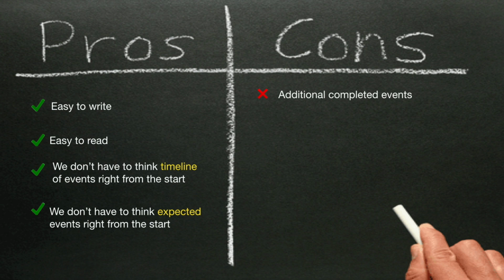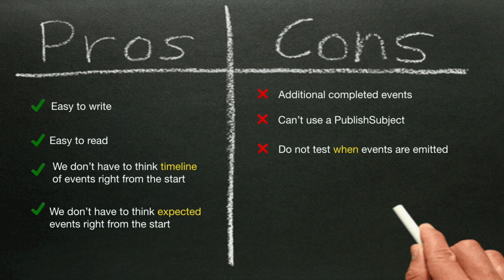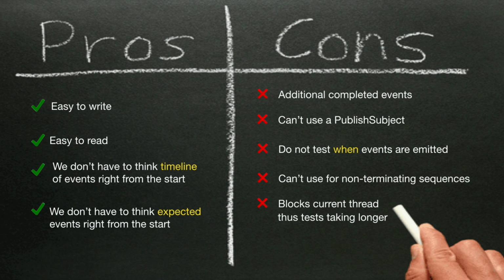But we have additional completed events which do not correspond to the real case scenario. And we can't use a public subject, so this is a limitation we have with RxBlocking. And we do not test when the events are emitted, once again, we test only which events are emitted. We cannot use RxBlocking for non-terminating sequences. And also, we block the current thread, so our tests may take a little bit longer.